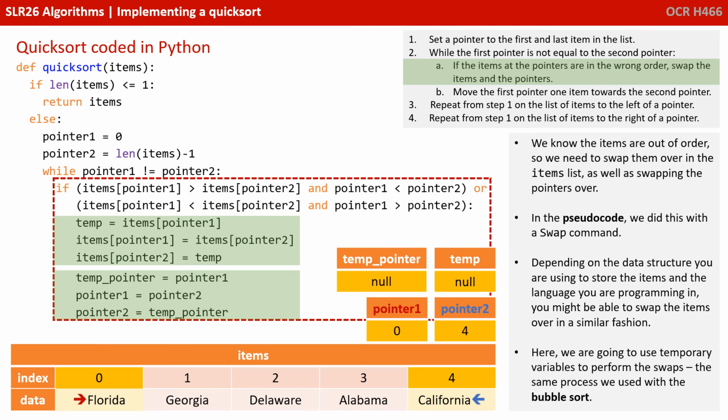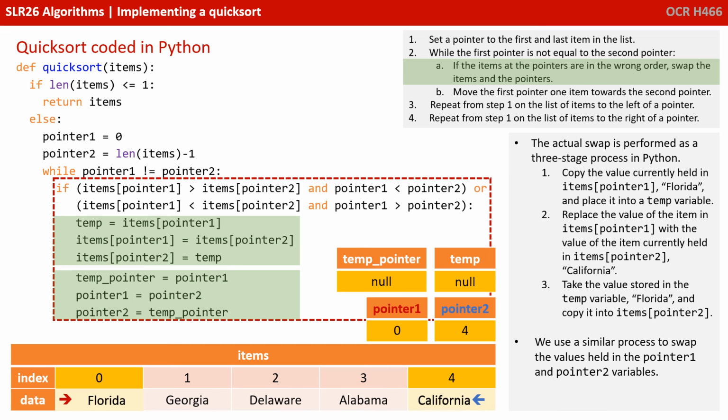We know the items are out of order, so we need to swap them over in the items list, as well as swapping the pointers over. Now, in the pseudocode, we did this with a swap command, and depending on the data structure you're using to store the items and the language you're programming in, you might be able to swap the items over in a similar fashion. Here, we're going to use temporary variables to perform the swaps, and this is the same process we used when implementing the bubble sort.